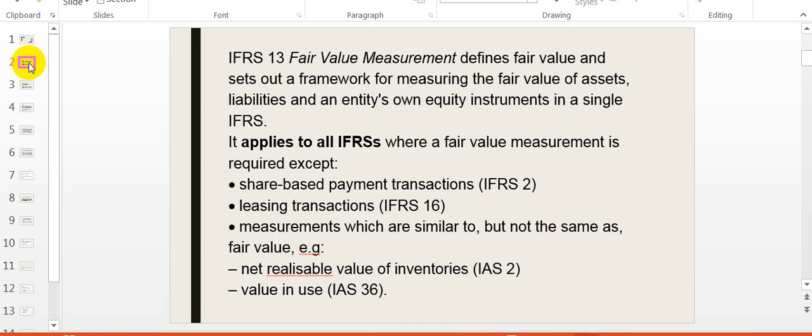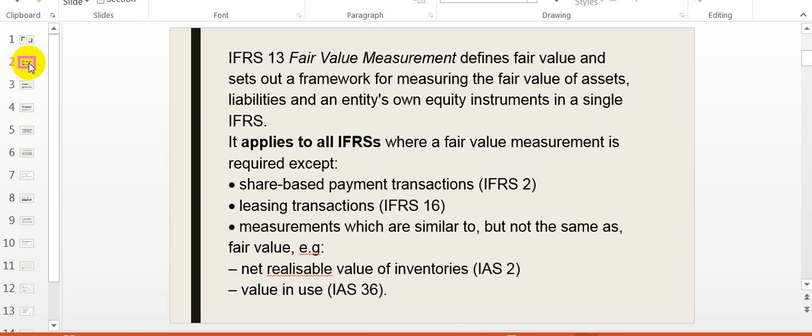This standard is applicable to all IFRSs except the following. You need to know those standards which are exempt from IFRS 13. Questions have come where they apply the standard to another standard which is exempt, and students have gone ahead and done all the computations instead of simply stating that it does not apply.